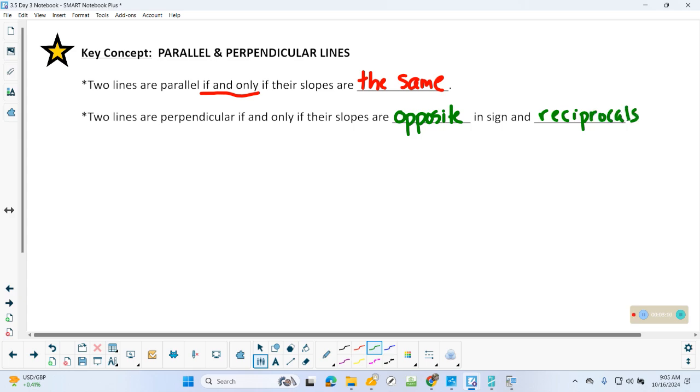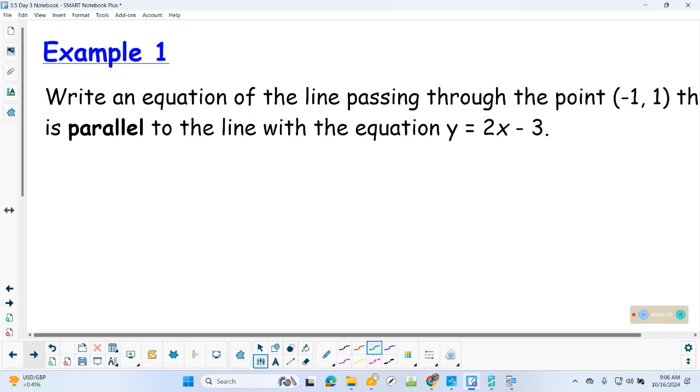Now remember, reciprocals mean you flip the fraction. So just humor me. If I told you the slope is -2/3, what would the perpendicular slope be for that? +3/2. Good. So you have to flip the sign, flip the fraction. That will make the two lines intersect in right angles. Okay, probably know this from Algebra 1, just maybe need a little refresher.